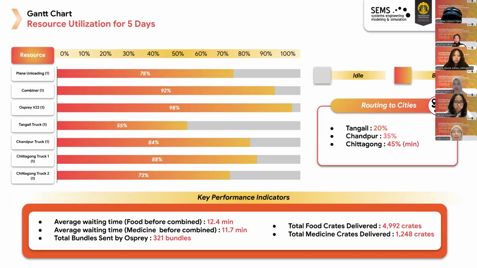This slide presents the resource utilization results over a 5-day simulation period. We can see that the Osprey helicopter has the highest utilization at 98%, indicating that it is the most heavily used resource in the system, and the combiner also operates at a high utilization level. Overall, the system delivered more than 4,904 crates and over 1,200 medicine crates while maintaining relatively low average waiting times. Next.